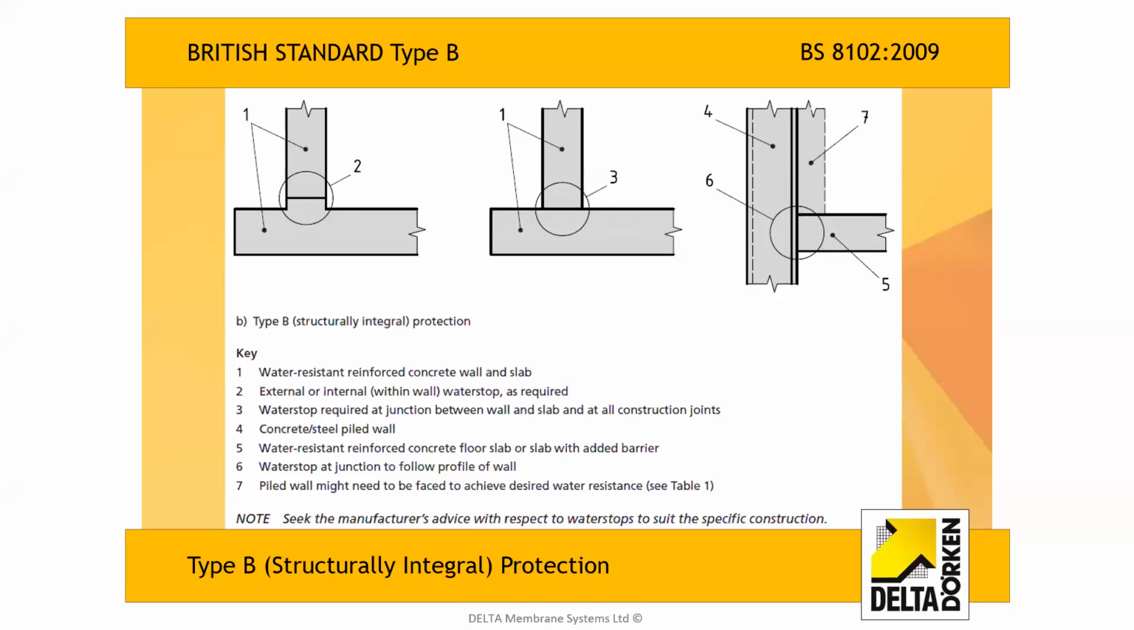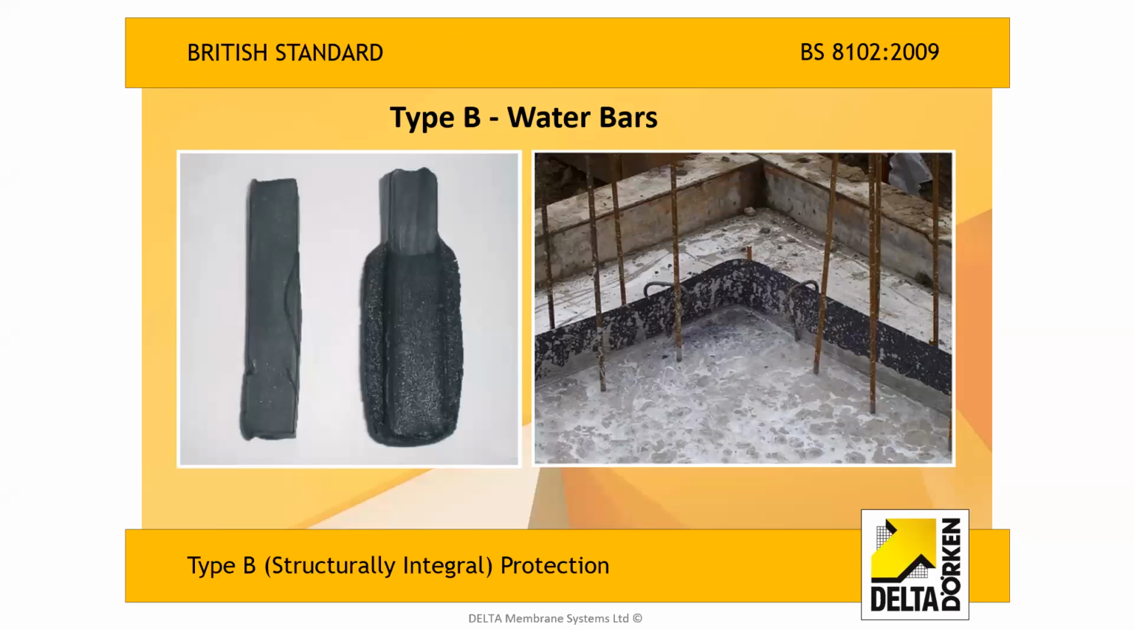Type B construction is integrally watertight structures. So 9 times out of 10, these are in situ reinforced concrete structures with water bars or hydrophilic strips in the joints, because the joints are the weak points. So that's where the structure itself is providing the waterproofing, or the waterproofing in combination with another system, because I've already talked about combining systems to lower risk, depending on the grade of environment.